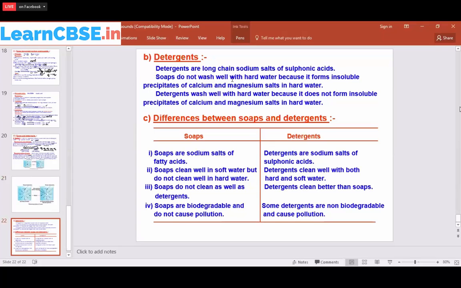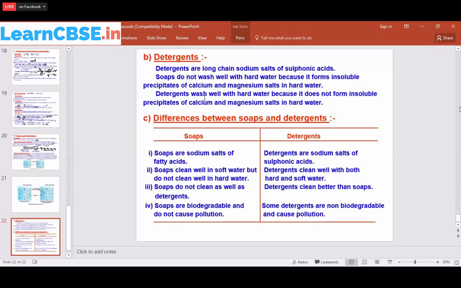Soaps do not wash very well with hard water. What does hard water mean? Hard water contains calcium 2 plus and magnesium 2 plus ions. That makes the water hard. So we cannot make the soap soluble in it, because the calcium and magnesium salts are already present, so it will not allow the soap to dissolve. It forms insoluble precipitates of the calcium and magnesium salts in the hard water.